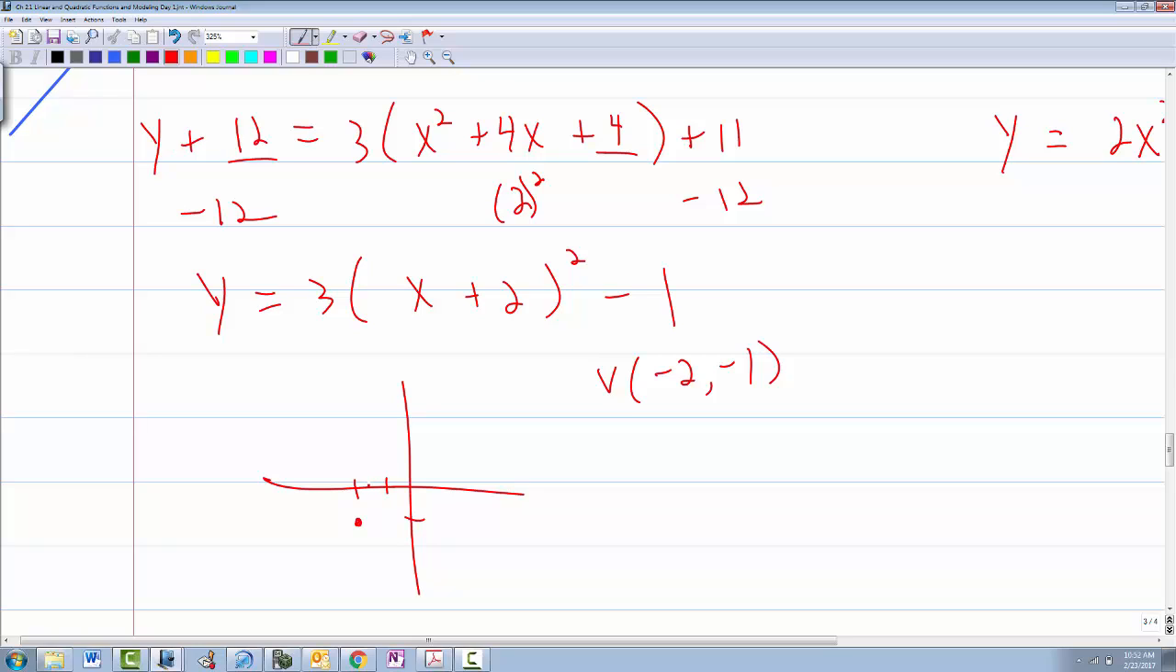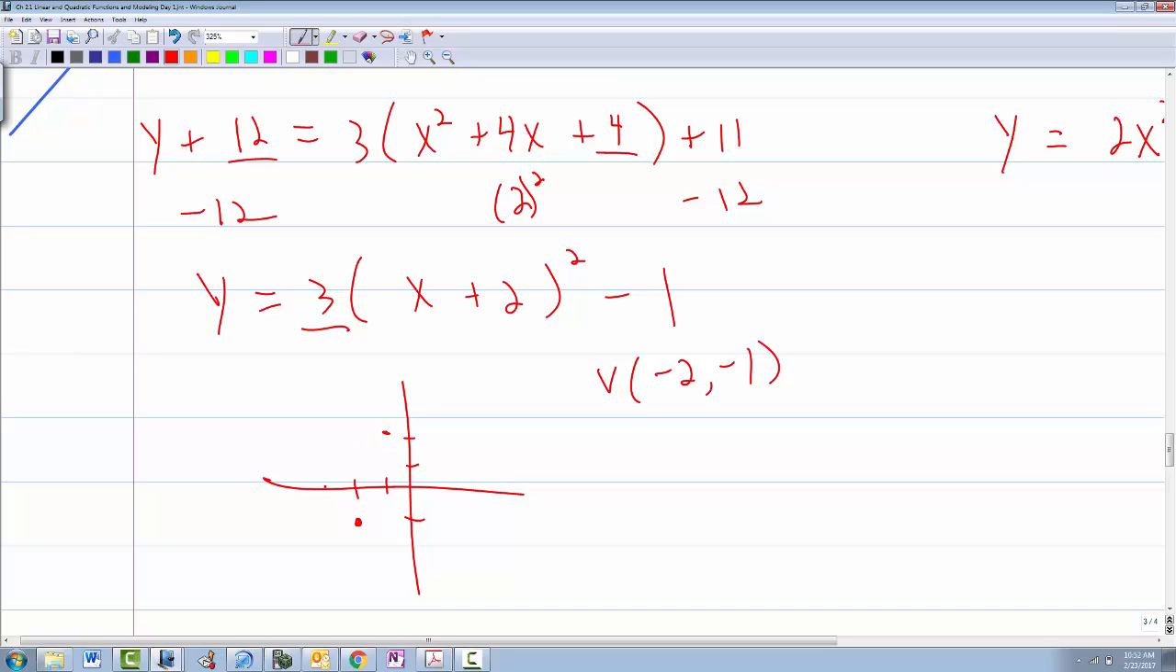All right, now, which way should this parabola go, by the way? Up. Now watch this. I plug in negative 1. What's negative 1 plus 2? 1 squared. 1 times 3 is? 3 minus 1 is? 1 comma 2.